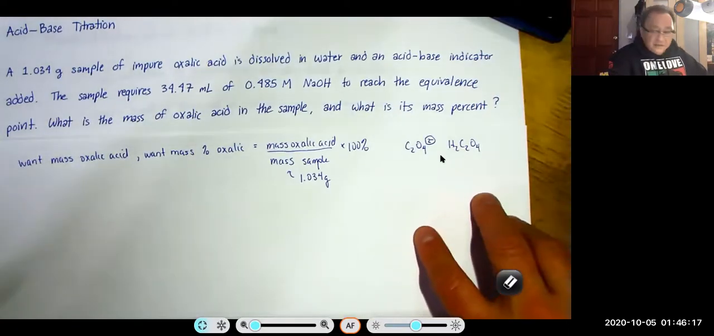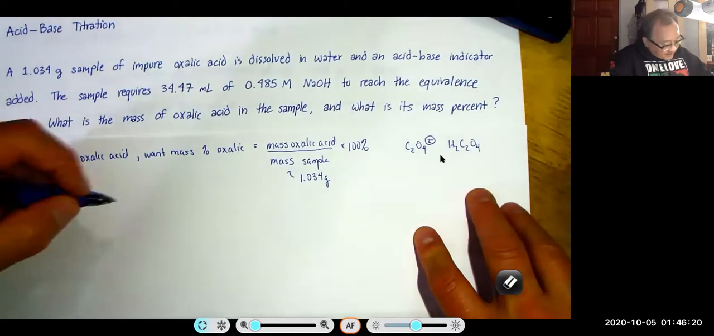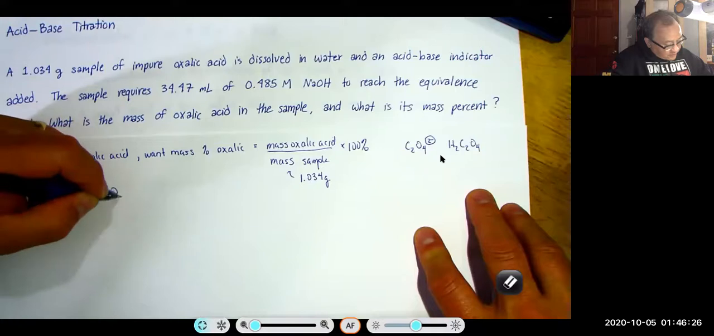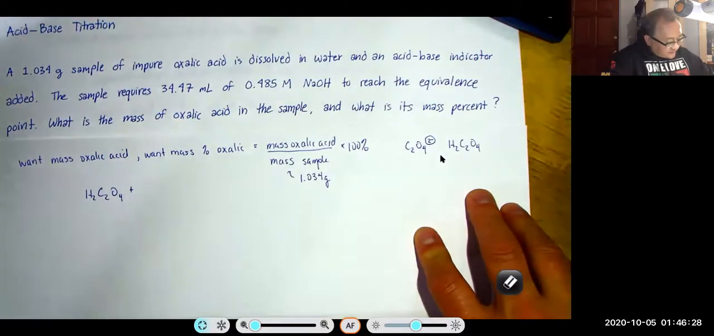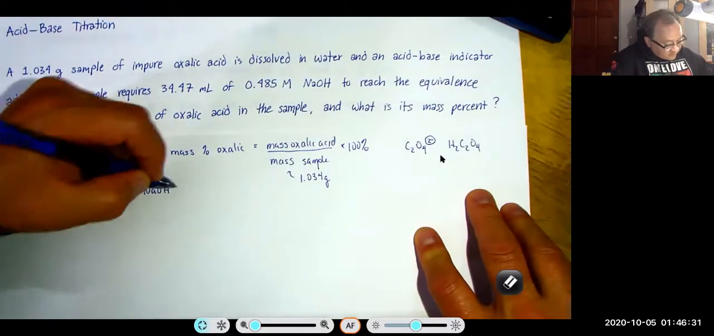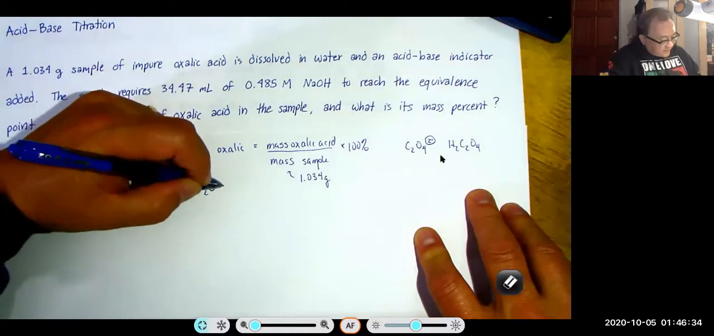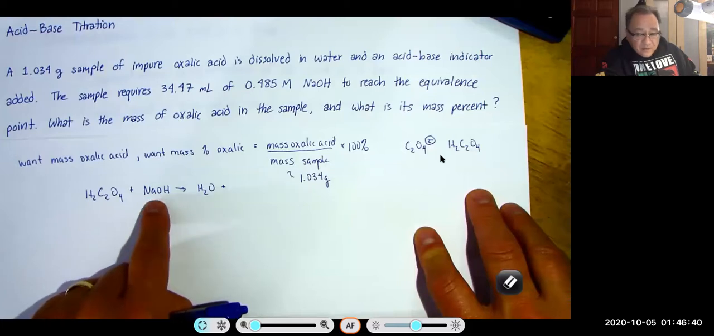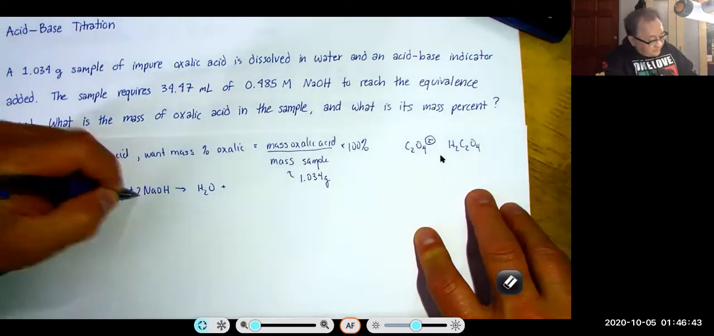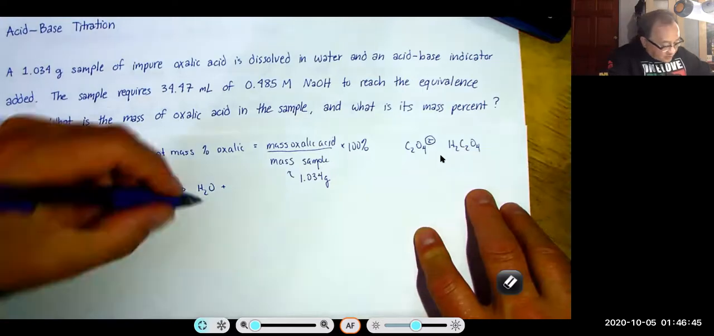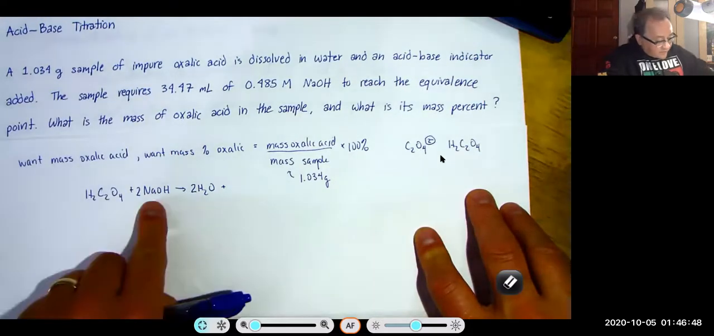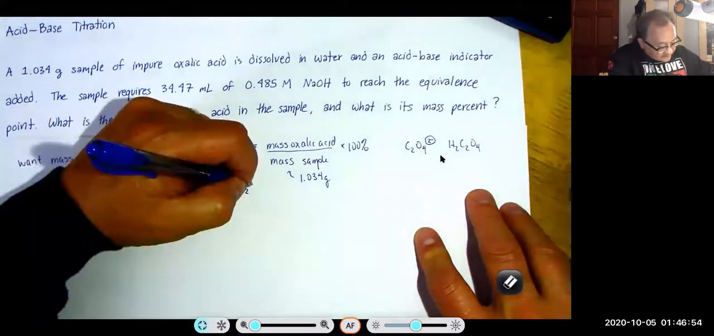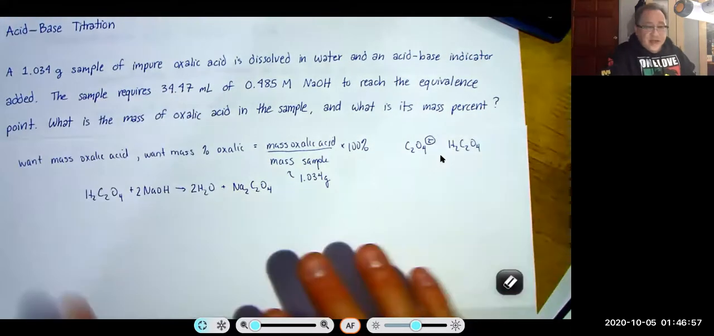So if we write out the balanced reaction without regard for the states, we have oxalic acid, H2C2O4, reacts with sodium hydroxide to give water and a salt. Now here we have two hydrogens that are going to react with two hydroxides, but here I only have one hydroxide, so I'm going to put a 2 here. Two hydrogens and two hydroxides will make two H2Os. We have remaining two sodiums, so there's the two sodiums, and one oxalate. So there's your balanced reaction.